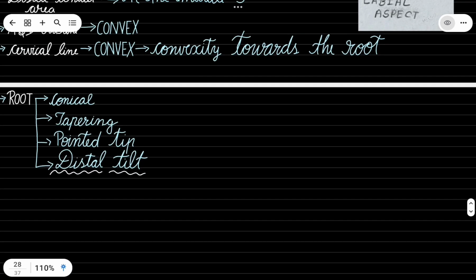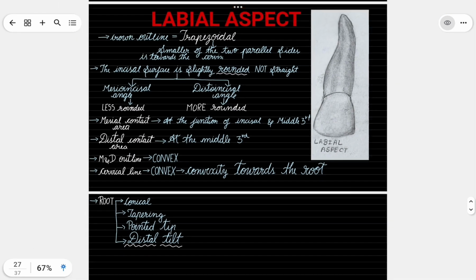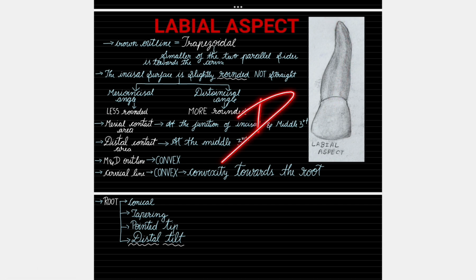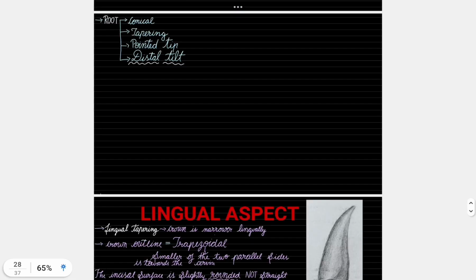Correct? Then we have a very important point for the root. First of all, as you know, it is conical, it is tapering, it has a pointed tip. The important part is it has a distal tilt. So as you can see, it is not straight. If it was straight, the apex would have been over here. But the apex is over here, so it has a slight tilt, and this tilt is towards the distal side, so we will call it a distal tilt.